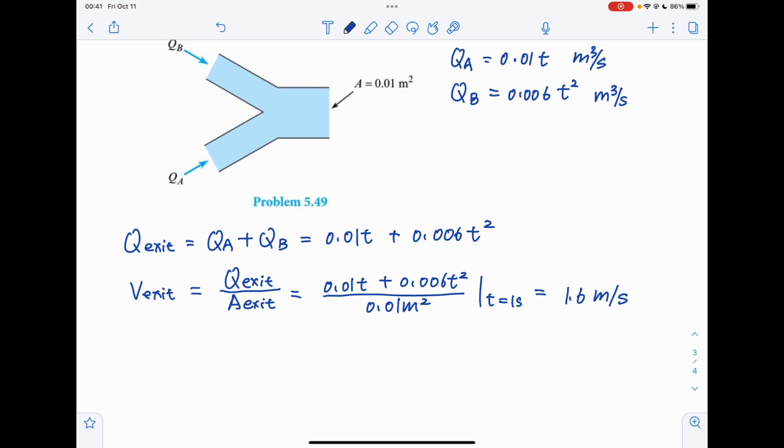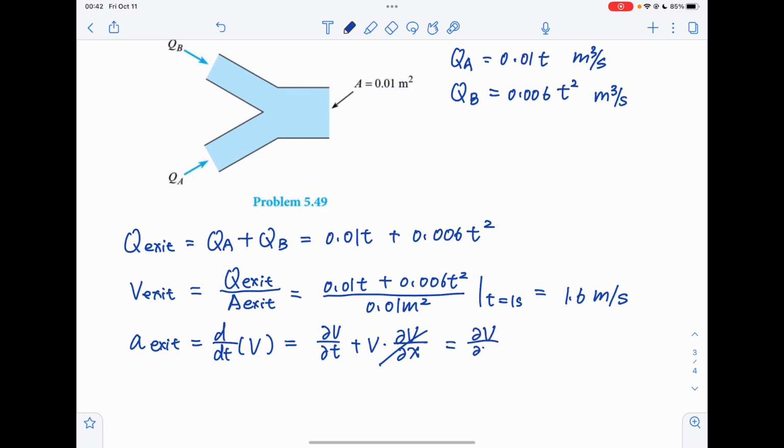The next step, we are going to find the acceleration. So acceleration will equal DV over dt of the velocity, which equals the partial derivative of v over the partial derivative of t, plus velocity times the partial derivative of velocity over the partial derivative of x. Because our velocity term here is an equation of t only, this term will cancel out. So only the partial derivative of v over the partial derivative of t is left.